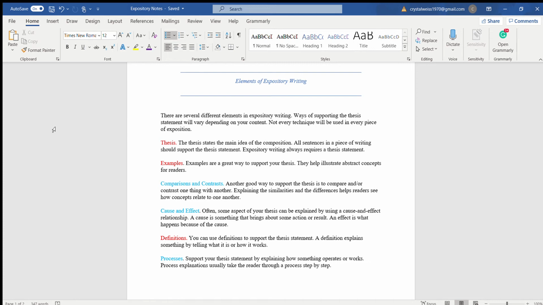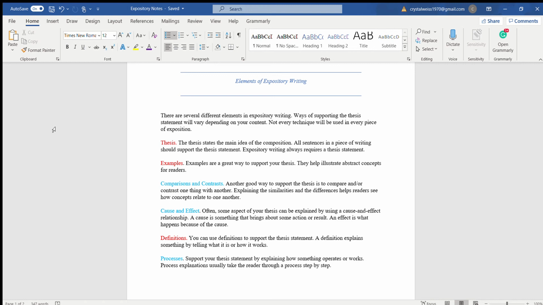Okay. So we're going to start with the thesis. The thesis states the main idea of the composition. All sentences in a piece of writing should support the thesis statement. Expository writing always requires a thesis statement. All essays require a thesis statement. You can't write a thing that does not have a thesis statement and an essay map. If you don't have those things, you're just writing.